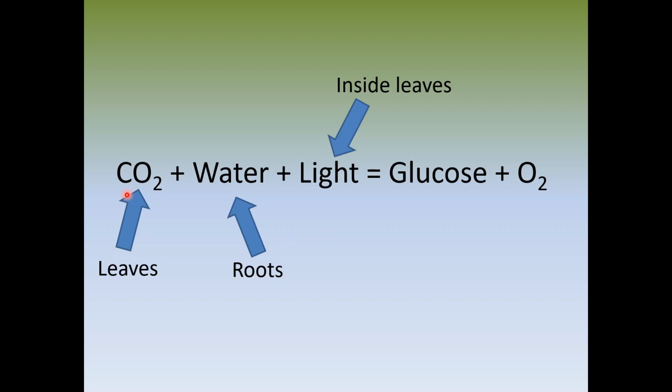So when we think about the equation for photosynthesis, we see it's carbon dioxide plus water plus light, and we get glucose, sugar, and oxygen. Now, we get these things in different parts. The CO2, we get in the leaves, the water from the roots. Inside the leaves, then, light is harvested.